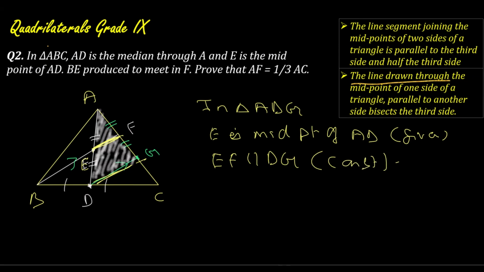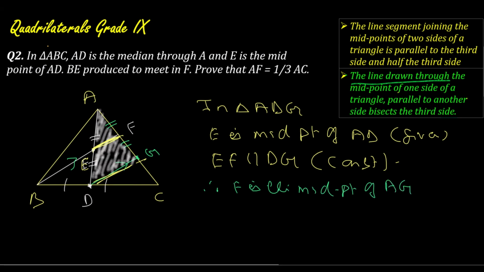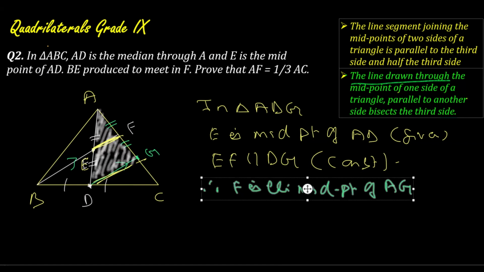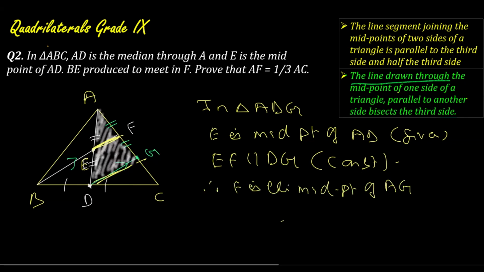So let's read this property once again. It says that if a line is drawn through the midpoint of one side of a triangle and is parallel to the other side, then it will bisect the third side. So therefore, we can say from here that F is the midpoint of AG. Since F is the midpoint of AG, we can say that AF is equal to FG.